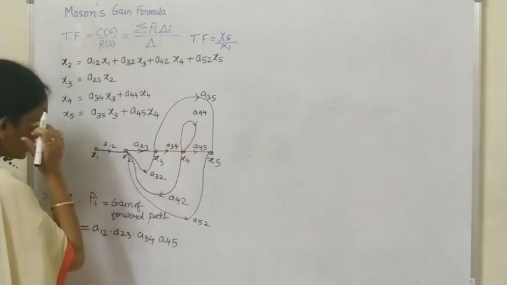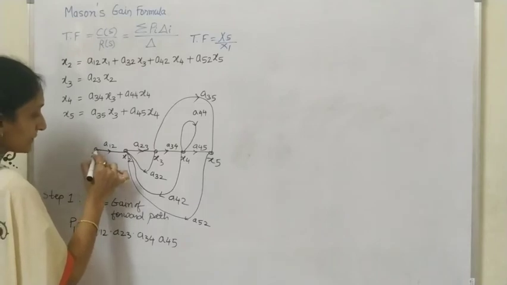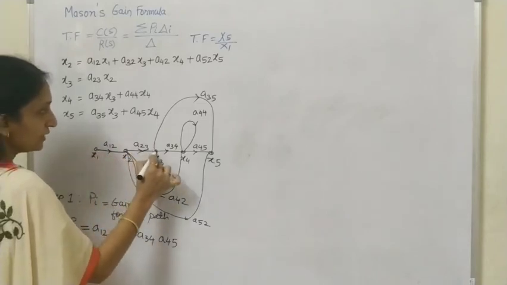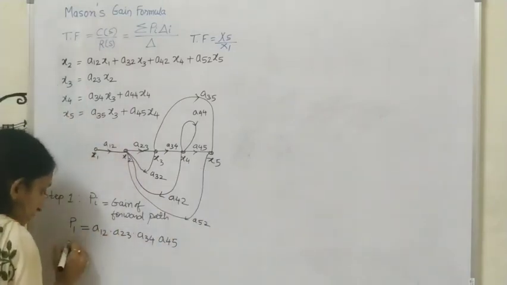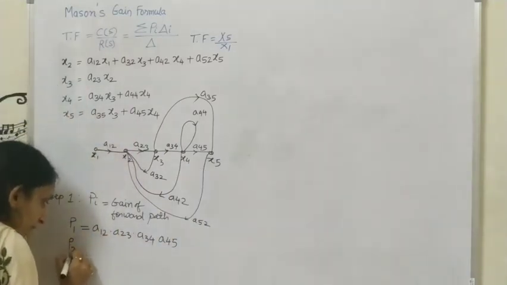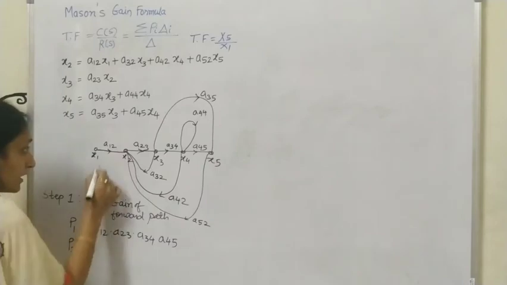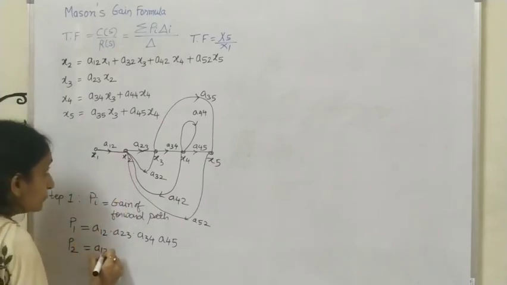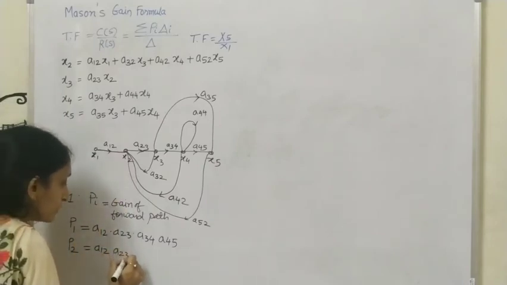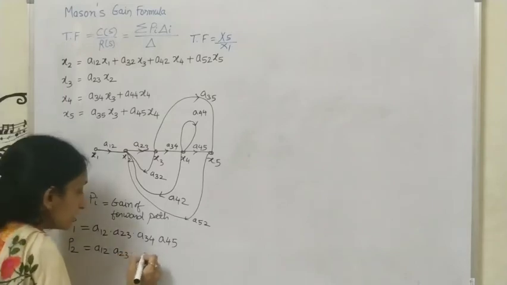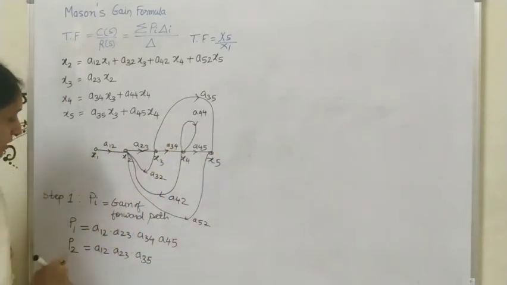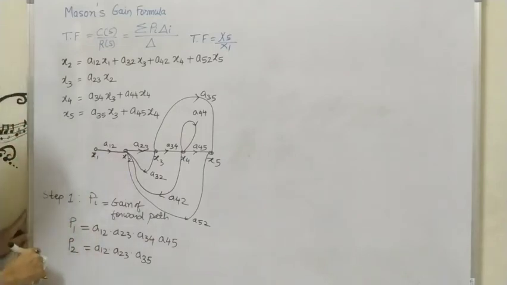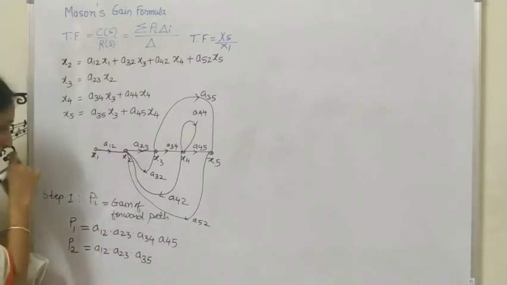So one more path is there starting from x1. Look at this, x1, x2, x3, then to x5. So one more forward path is there. I will write the forward path gain for the second as a12, a23, then a35. So this is the second forward path for this SFG.